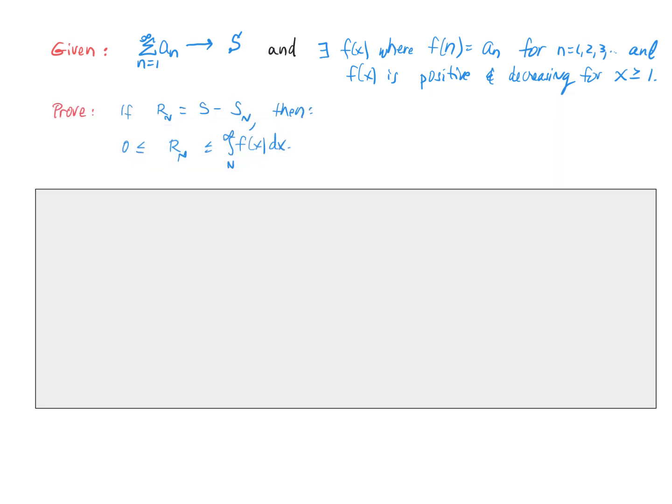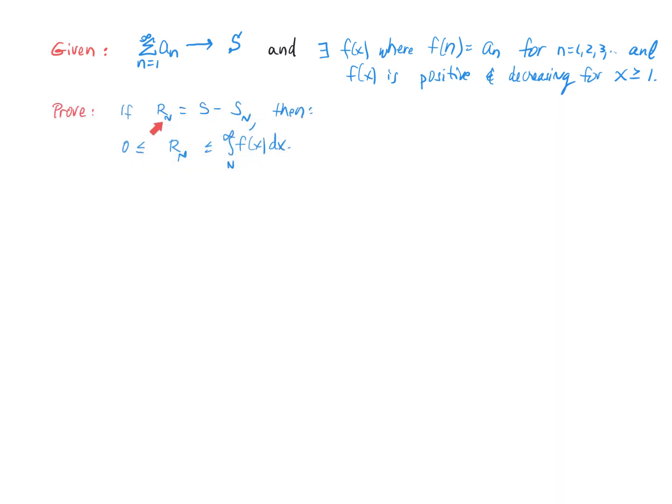We're supposed to prove that if r sub n is s minus s sub n, then r sub n is bounded by the definite integral of f of x from n to infinity. So what does this all mean? Let's get a grip on this. S is the infinite sum, so add up all of the terms. But s sub n is the nth partial sum, which stops here.